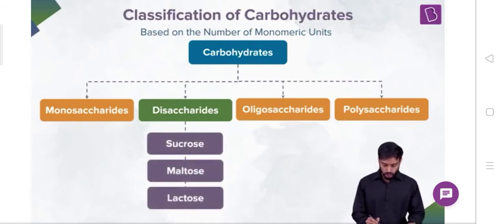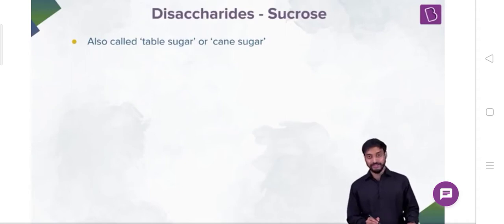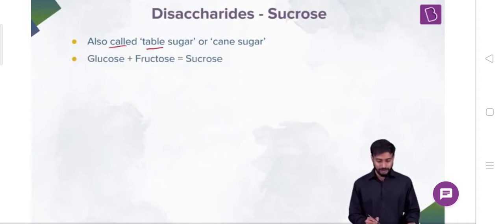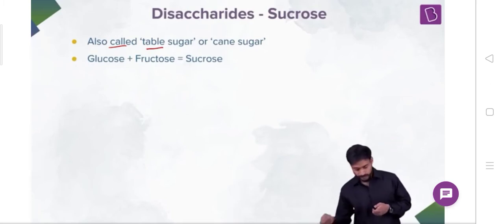Examples of disaccharide: sucrose, maltose, lactose. Sucrose. Let's see. Sucrose. We used it in our experiment, right? We'll see the result. We'll check the result. Also called the table sugar or the cane sugar. Table sugar, the sugar that we have. I guess this one that I showed you. This is simple. What? It's a sucrose.